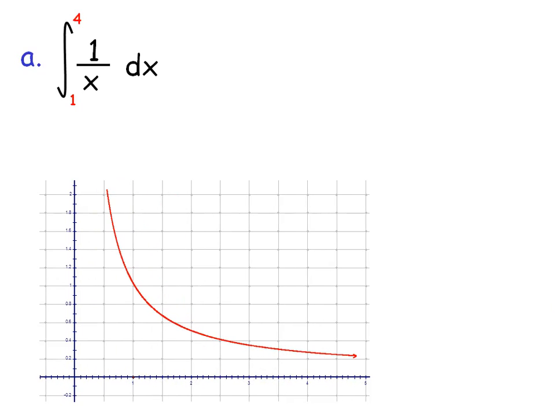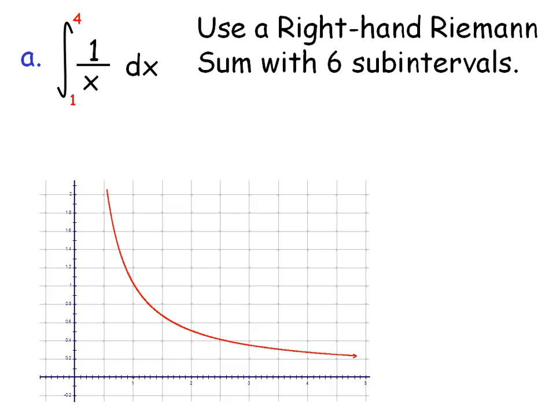Now, once again, here's our integral. We're going to estimate the area between the curve and the x-axis from 1 to 4. With this first one, let's use a right-hand Riemann sum, or an RRAM, with 6 subintervals. Now, 6 subintervals means we're going to use 6 rectangles from 1 to 4.